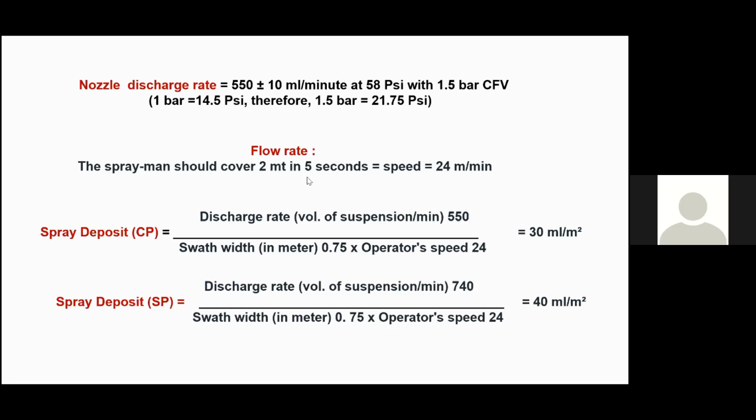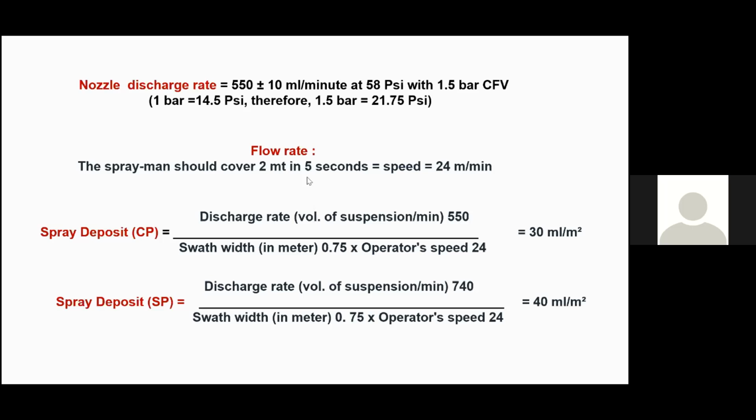So when we use the red 1.5 bar CFV, when the pressure goes down in the pump below 21.75 psi, the CFV will automatically stop functioning and there won't be any output from the nozzle.